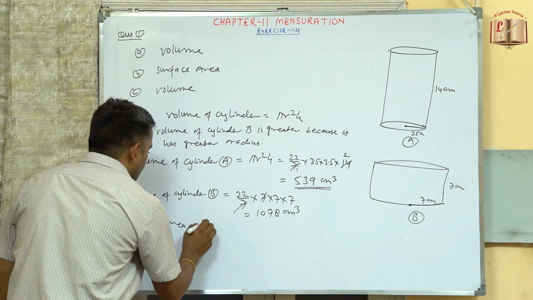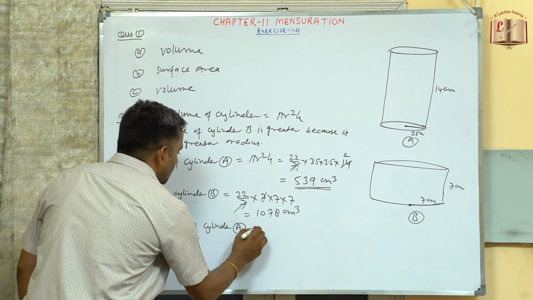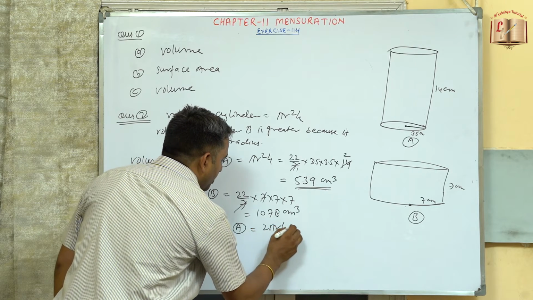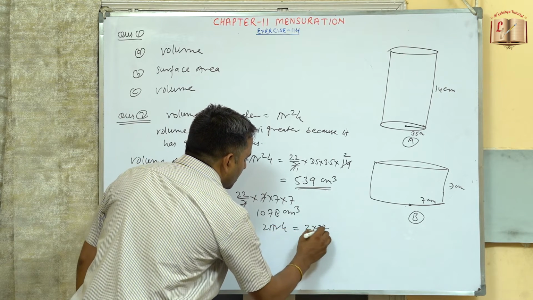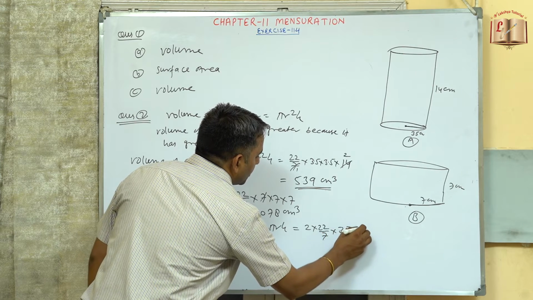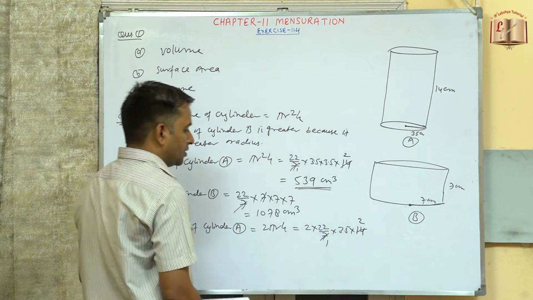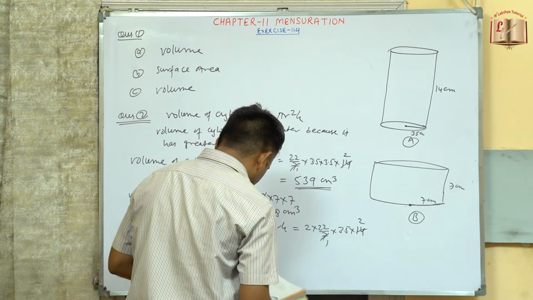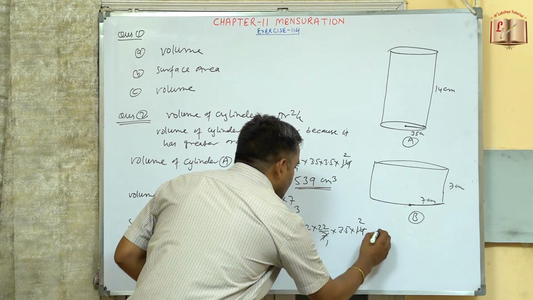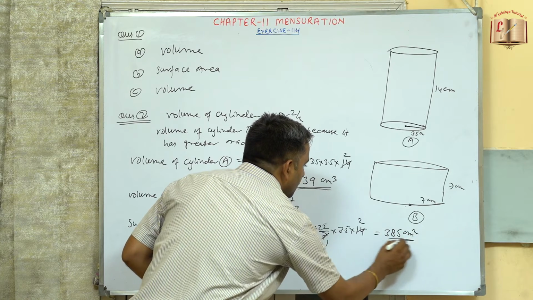So surface area of cylinder A will be 2 pi rh. So this is 2 into 22 by 7 into r is 3.5 into h is 14. So now we can solve this. This is equal to 385 centimeter square.